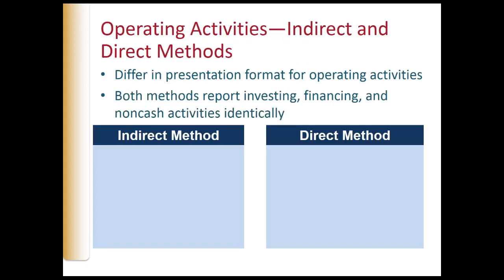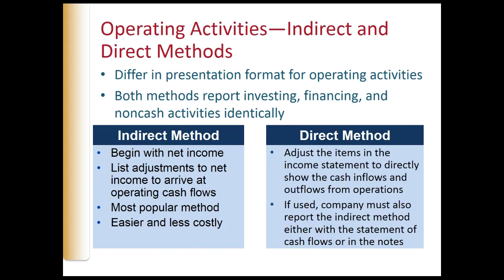We have two ways to determine and report cash flows from operating activities in a statement of cash flows, by using what we call an indirect method or a direct method. The total net cash flows from operating activities are identical under both methods. The methods differ only in the presentation format for operating activities. We report investing, financing, and non-cash activities identically under both of the methods.